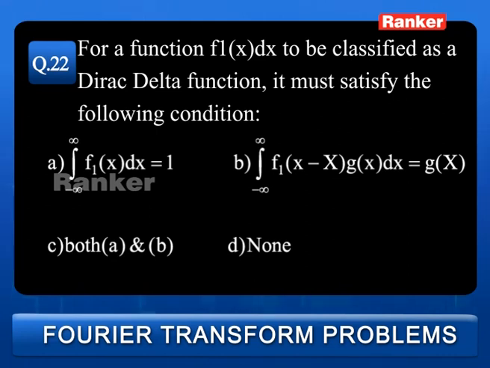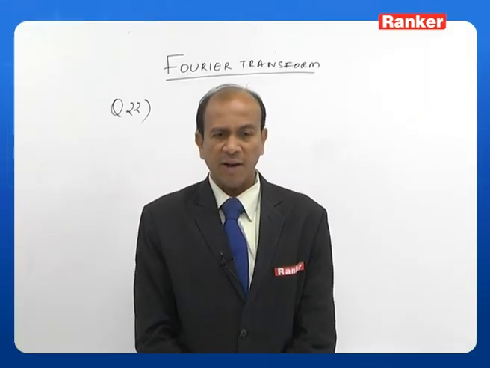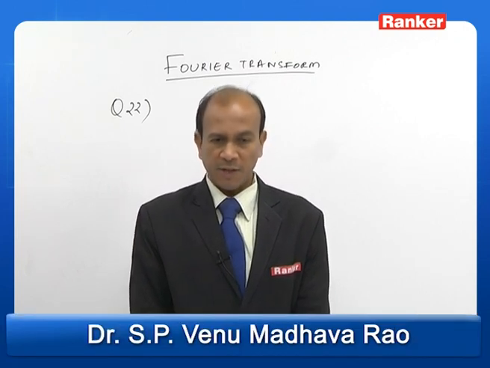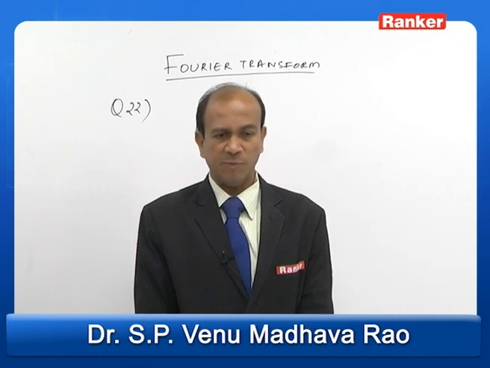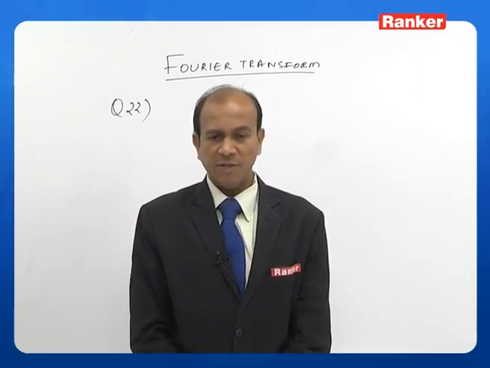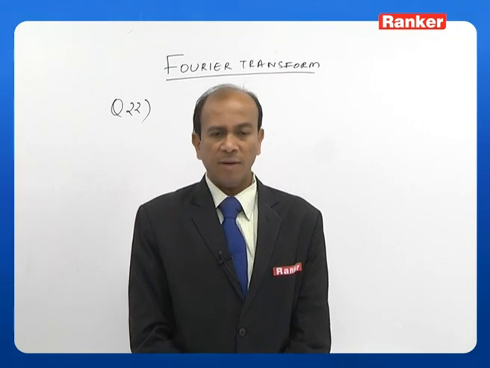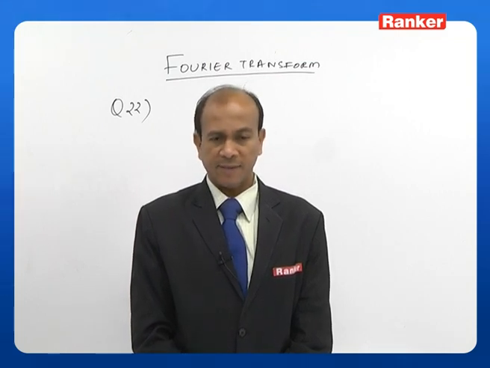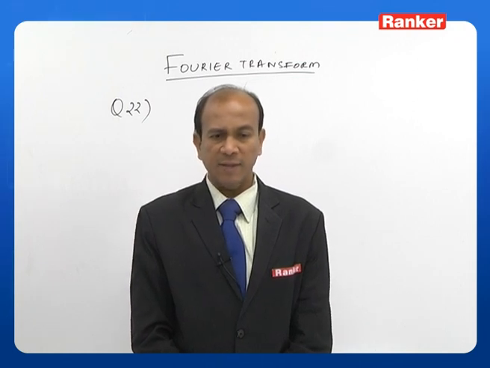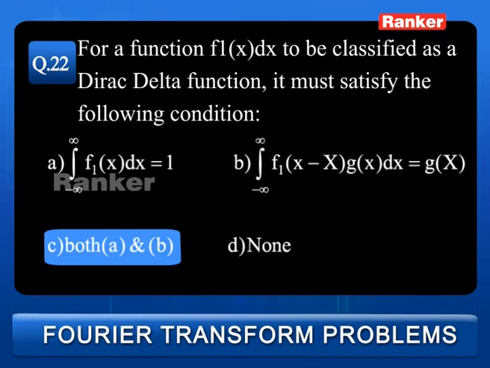The answer is, for a function to be classified as a Dirac delta function, it must satisfy both the conditions. That is, the area under the curve must be 1, that is A, and B, which says the function exists at x minus X, that is, it exists only at a point where f1 also exists. So, the answer is C.